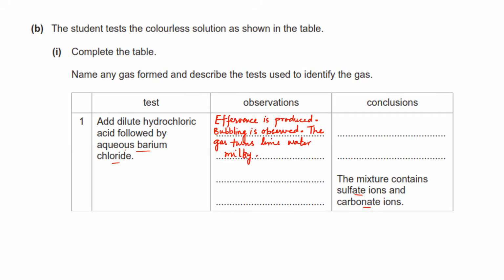And when we add aqueous barium chloride, barium sulfate will be formed, and technically there will be a chloride solution. So there will be a white precipitate formed. This white precipitate shows the presence of sulfate ions, and for the carbonate ions, effervescence and bubbling is observed and the gas turns lime water milky.